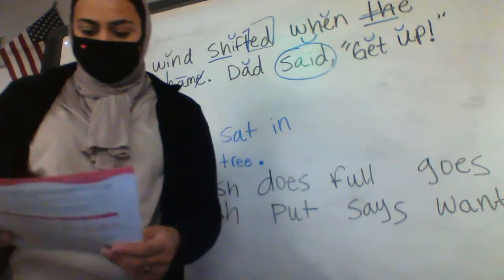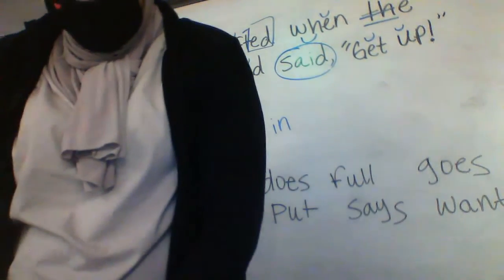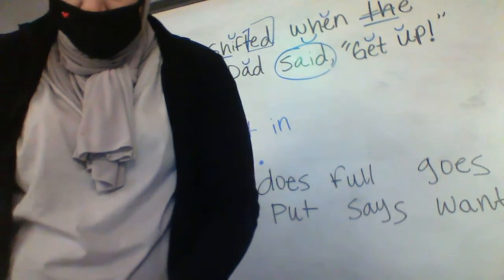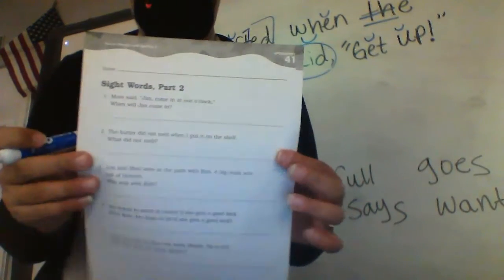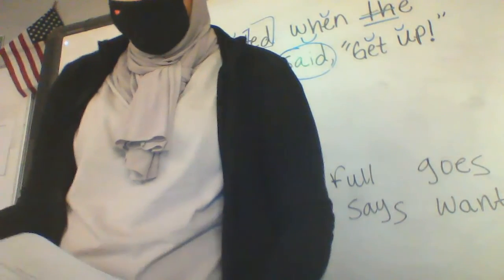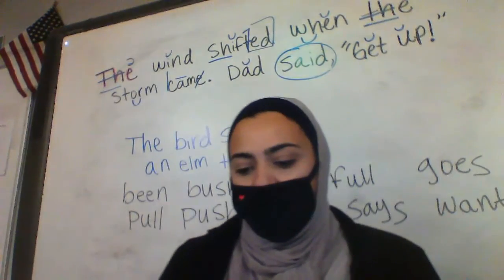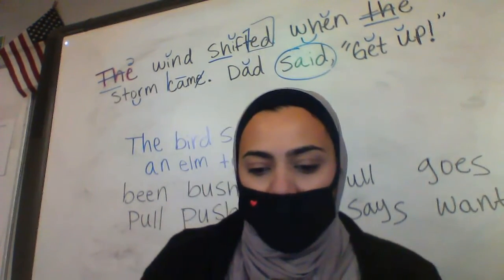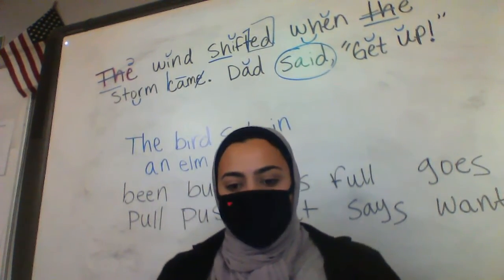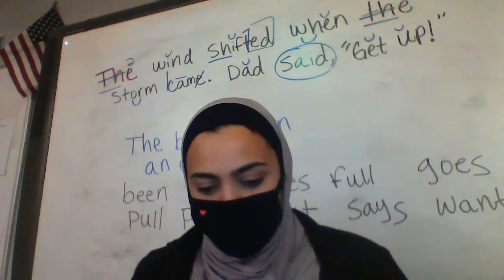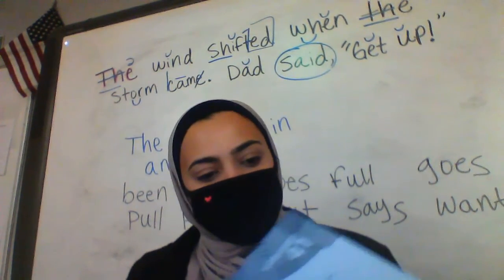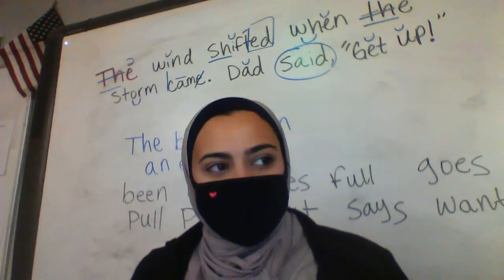You understand? Okay. Now you're going to work on the homework and worksheet page. Okay? What am I going to do? It says, Mom said, Jim, come in at 1 o'clock. When will Jim come in? At 1 o'clock. So this is really easy. You just answer the questions.